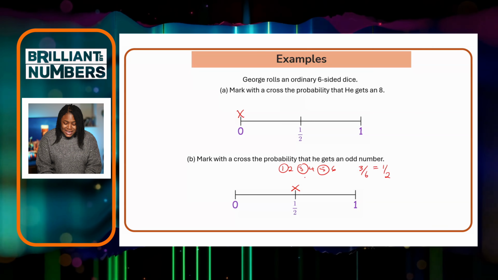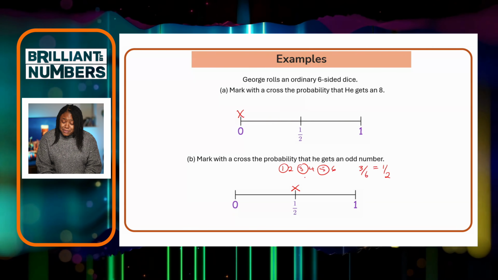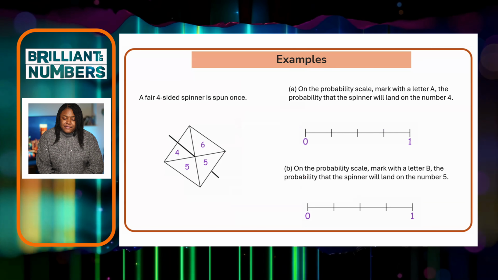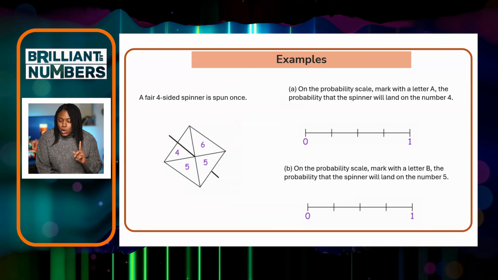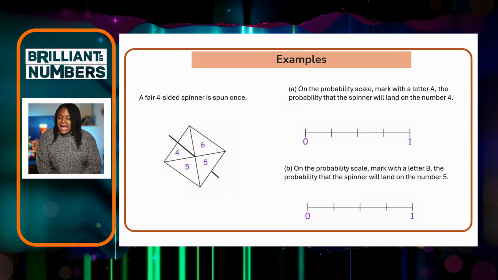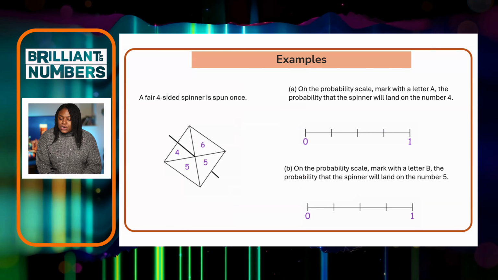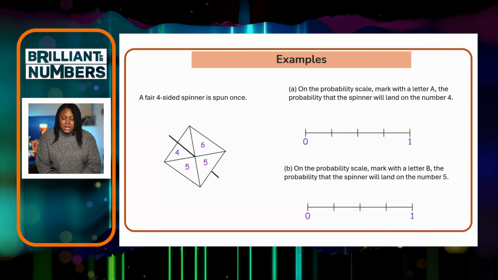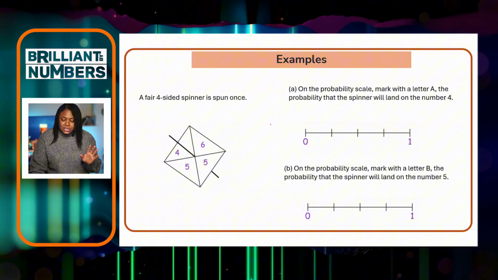Very simple. Now, very importantly, we must always make sure that we look at how our scale is sectioned. If we're talking with a denominator of 12, for example, we'll need to make sure that our scale is divided into 12 sections. So here we go. We've got another example. A fair four-sided spinner is spun once. We're asked on the probability scale to mark with a letter A the probability that the spinner will land on the number 4. So a very typical example of what I just said.